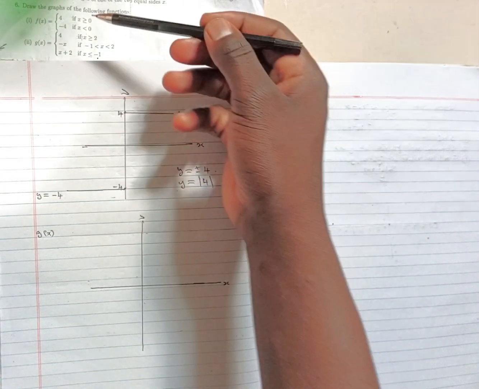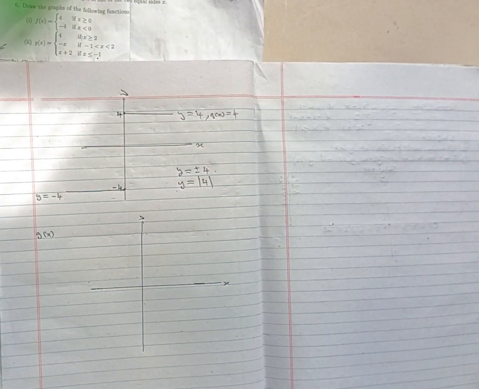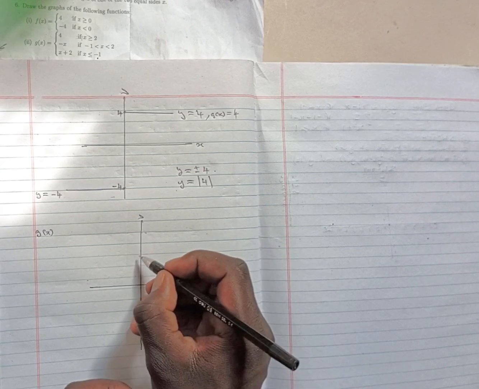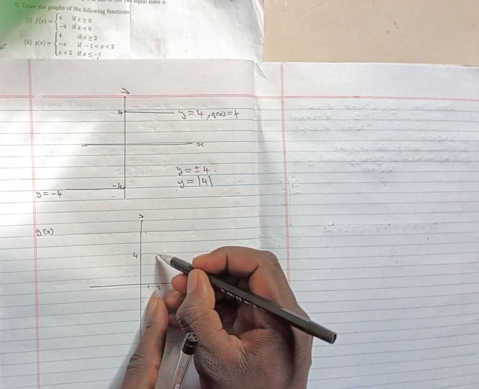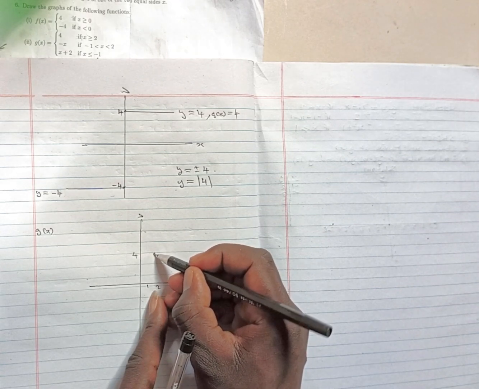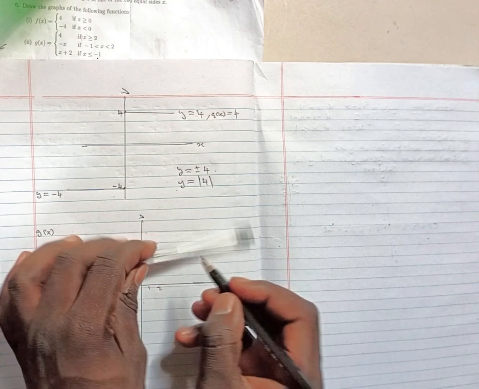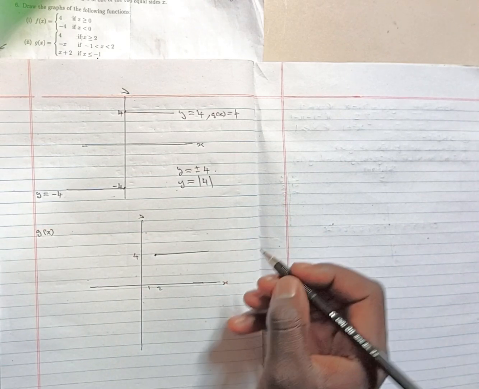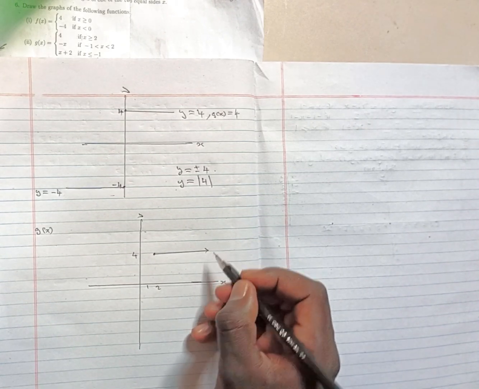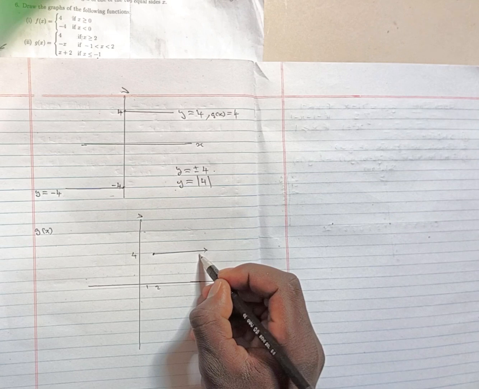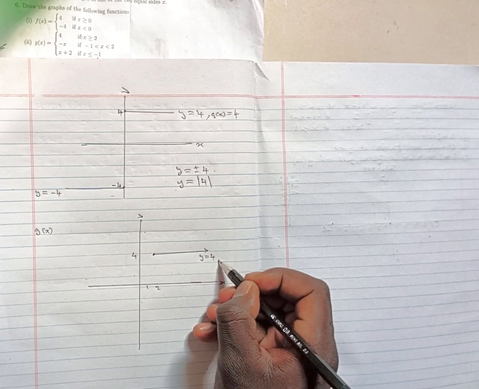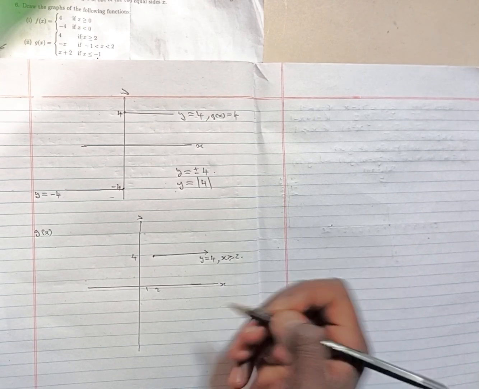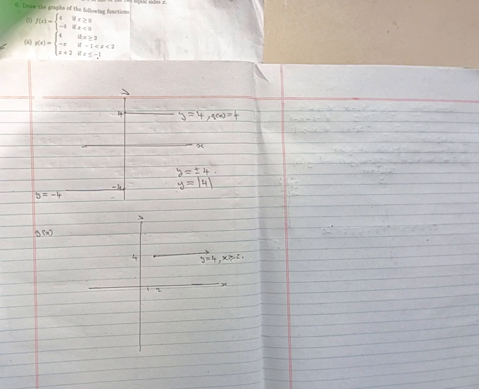No. It says x should at least be 2 and go to positive infinity. So in this case, this will be our 1, this will be our 2, this will be our 4. So here x is 2 and y is 4. It keeps going this way to positive infinity. This is where y is equal to 4 such that x is greater than or equal to 2. Let's go to the next.